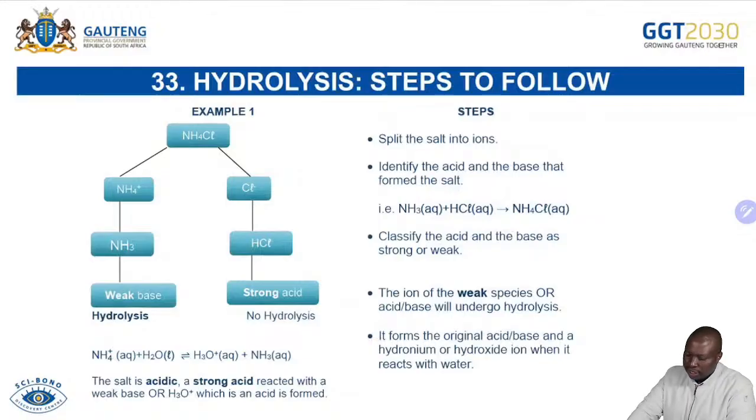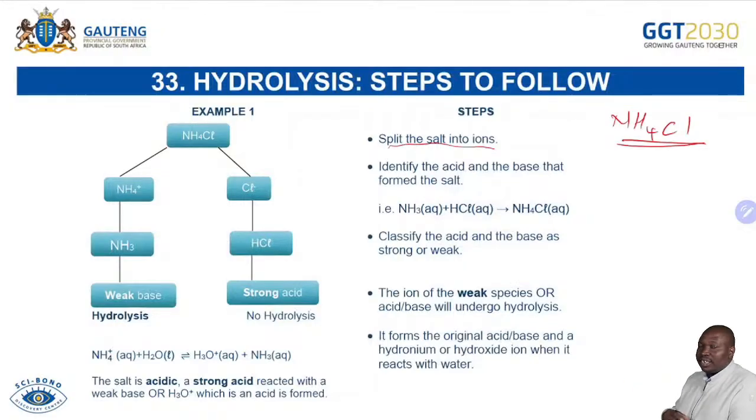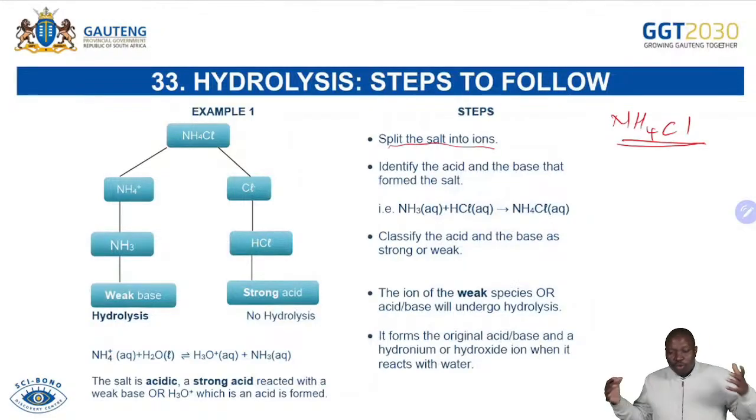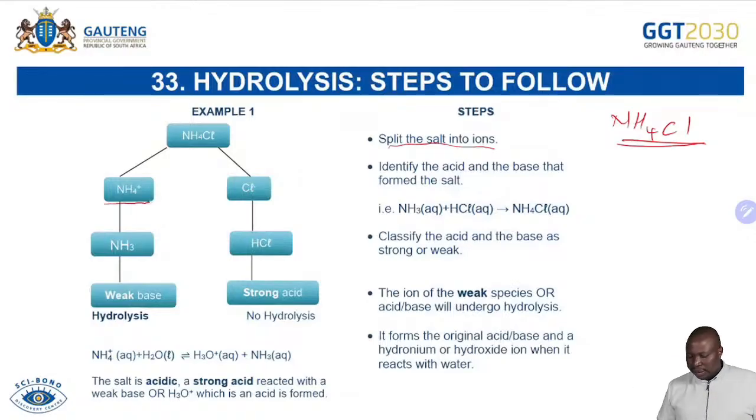Now, let's look at it this way. We're given ammonium chloride, NH4Cl. NH4Cl is our salt. The first step is that we must be able to split the salt. Remember, when we put the salt in water, I said it ionizes, so the salt will be split into NH4+ and Cl-. NH4+ and Cl-, that is our salt.